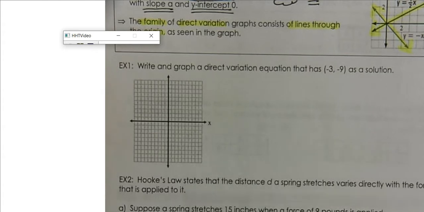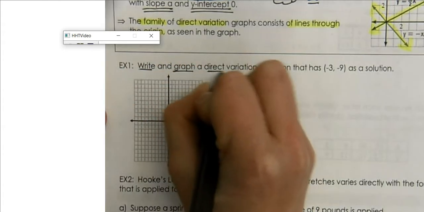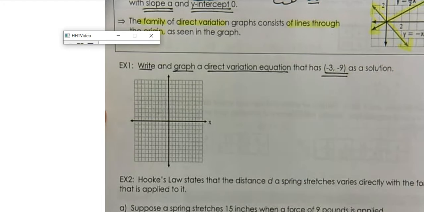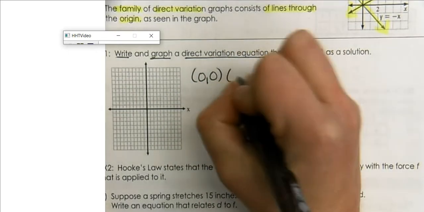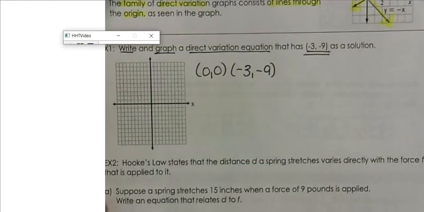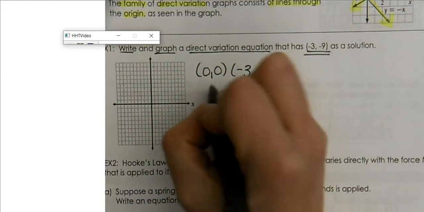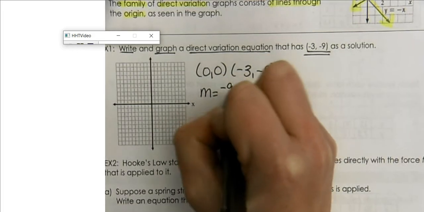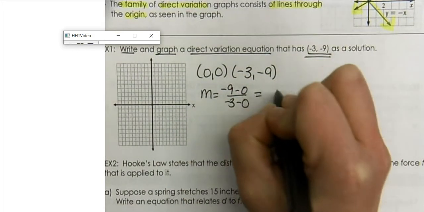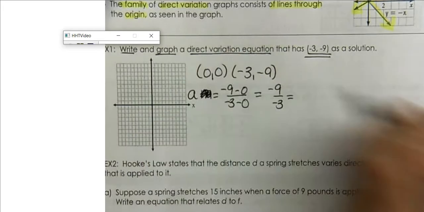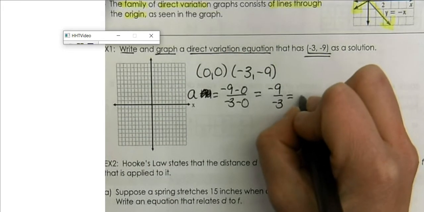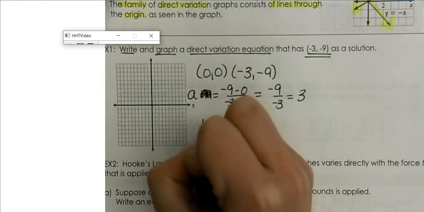In example number 1, we want to write and graph a direct variation equation that has -3, -9 as a solution. So just like we did up here in our warm-up, we're going to write our equation knowing that this graph has to cross through 0, 0 and -3, -9. So I'm going to identify my slope. My slope is going to be -9 minus 0 divided by -3 minus 0. That's -9 divided by -3, which I'm not going to call m. I'm actually going to call it a. And that's going to be equal to +3. So my equation is y equals 3x.